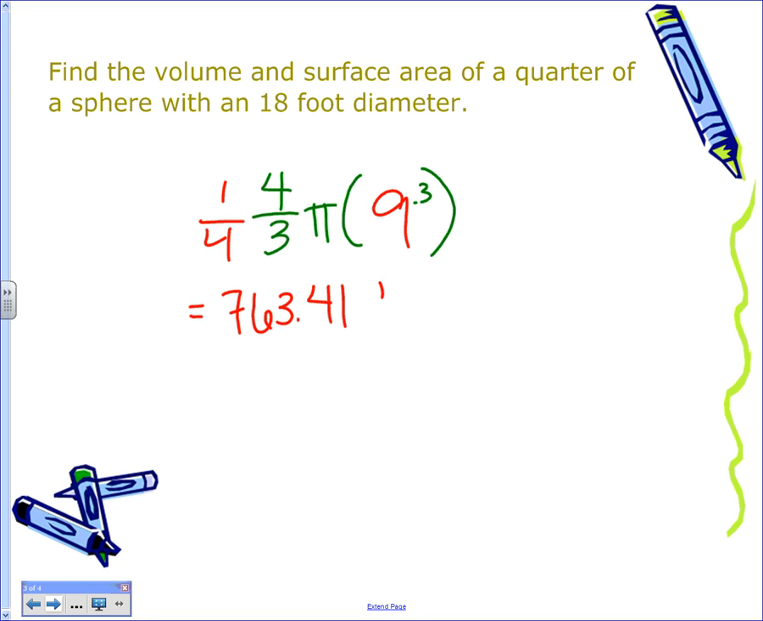It doesn't specify where to round it. Yeah, if you want to leave it in terms of pi, that's fine. 81 pi, right? No. 81 times 9, 243. Any other questions?